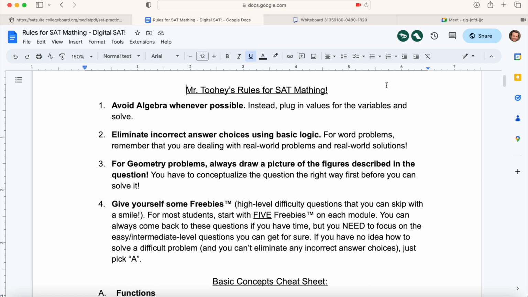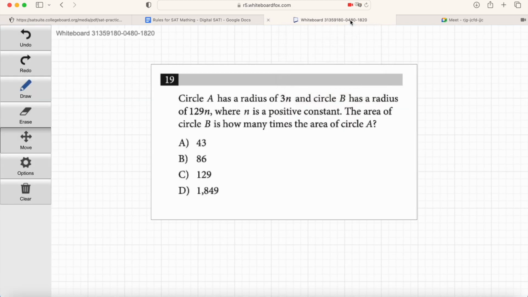All right, great. Let's go back to the question here on the whiteboard. So we're just going to have to draw a picture of this here. So we got two circles, and one has a radius of 3n, right? That's circle A. And then circle B has a radius of 129n. So it's significantly bigger here.